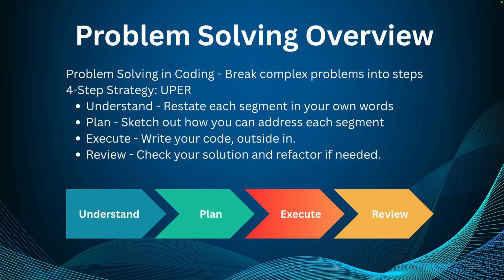Let's use a four-step strategy inspired by classic problem-solving techniques, tailored for coding. UPER, as in getting the upper hand on algorithms. Step 1, understand the problem. Read it carefully, rephrase it in your own words, and identify the inputs and outputs. Step 2, plan your solution. Brainstorm approaches, break it down into smaller tasks, sketch ideas, and think about edge cases.